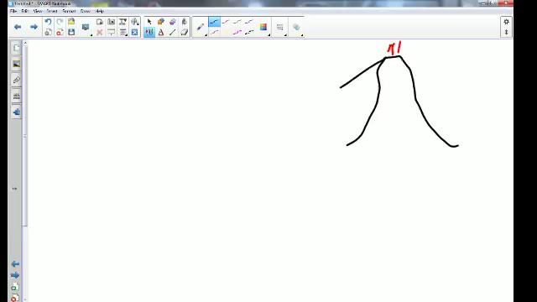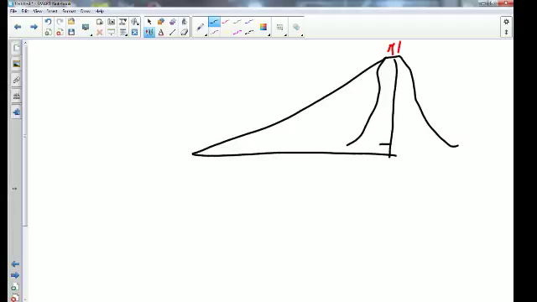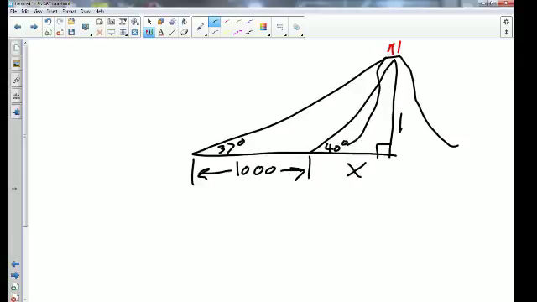You have this length, right? Coming from the volcano, we'll say that's 90 degrees. And then you have this right here. Now we'll say that angle is 40 degrees. We'll say this angle is 37 degrees. We'll say from here to here is 1,000 feet. And we'll say this is x and this is h for height, right? So now we're going to solve for x and solve for h.